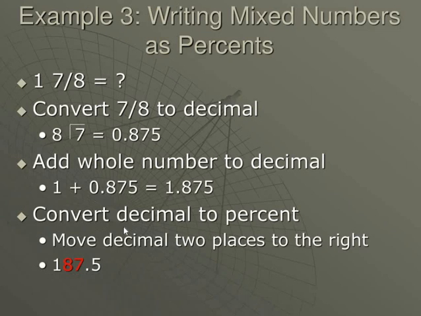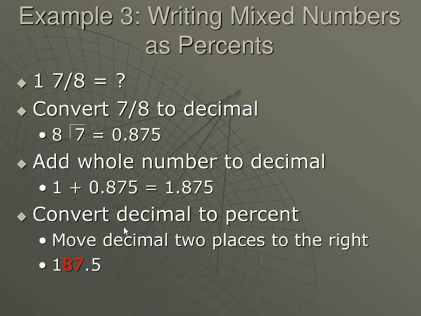So 7 divided by 8, after long division, equals 0.875 or 875 thousandths. Then you will add 1, so it will be 1.875. This is how we write it as a decimal, but actually we now want to convert it to percent. So to convert it into percent, we will just move it. Look, if you want to convert it into percent, you will multiply it by 100 and add the percent symbol to say that it's divided by 100.